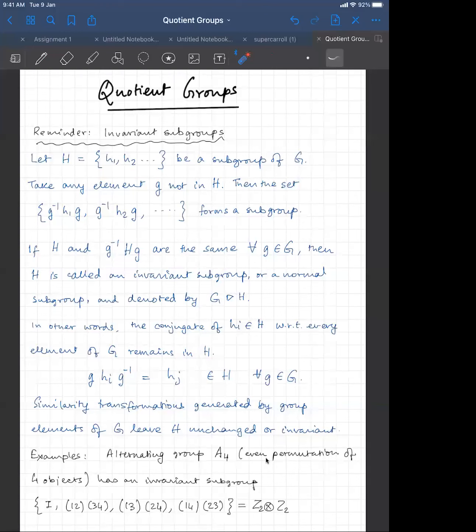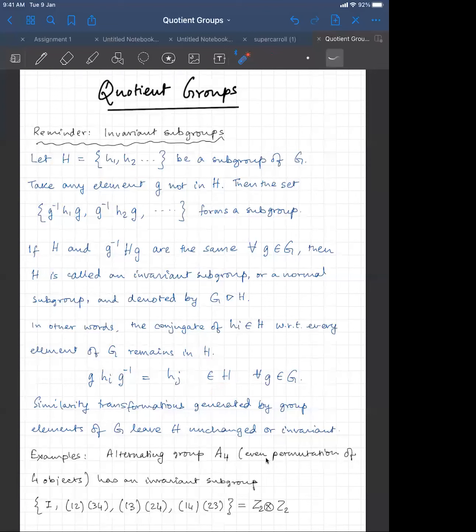So essentially the list G inverse H1 G, G inverse H2 G, et cetera, is the same as the list H1, H2, et cetera. Of course, it's not a one-to-one thing like this, that's not true. But this, for example, can go here, right? And so on. So the thing to remember is g Hi g inverse gets to another element Hj, which is also in this subgroup H.